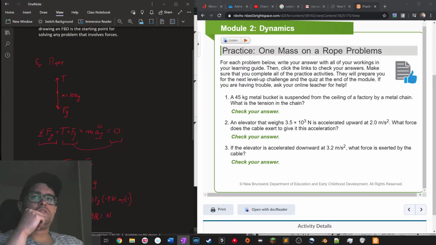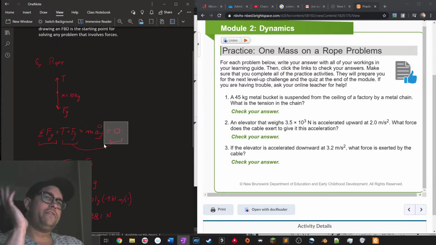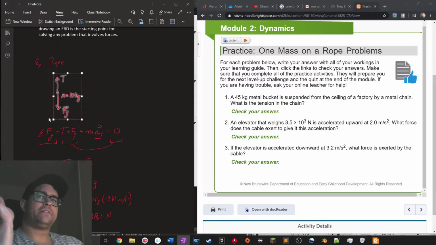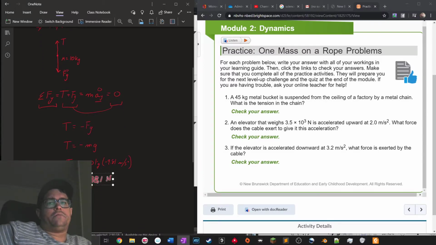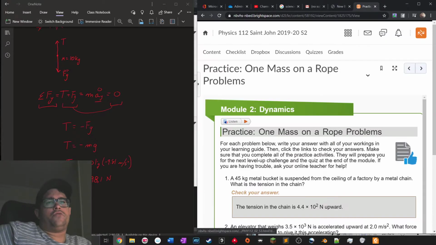They want you to start from the top again. So when you do a problem like this, you start from the top, you draw your mass, you draw your two vectors, and then you sum up the forces in action. If it's equal to 0 because it doesn't move on the y-axis, then AY is 0, and then you can form your statement and find the answer. So 45 times 9.5 will be about 440.